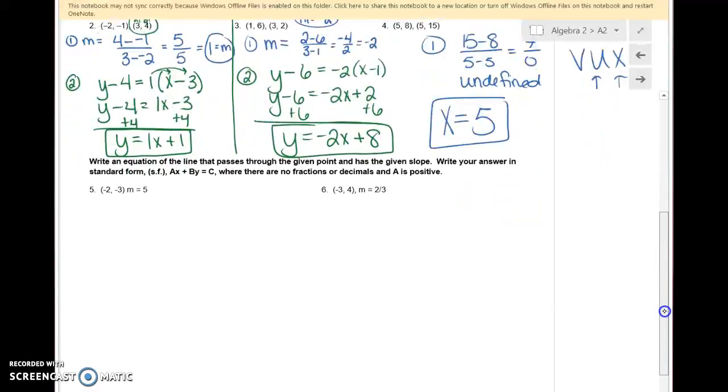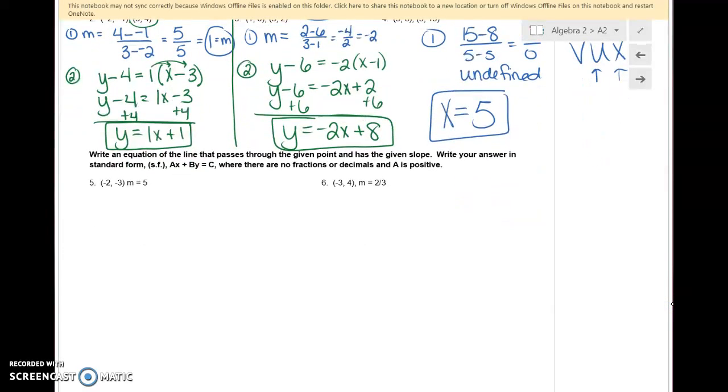Okay, number 5 and 6, we're going to do a little bit differently. We're going to start the same way. Find our slope, or in this case, our slope is given to us. Plug the information into point slope form. Get it into slope-intercept form, y equals mx plus b. But then we have to go a little bit farther because it says write your answer in standard form: ax plus by equals c. That's a number times x plus a number times y equals a number.